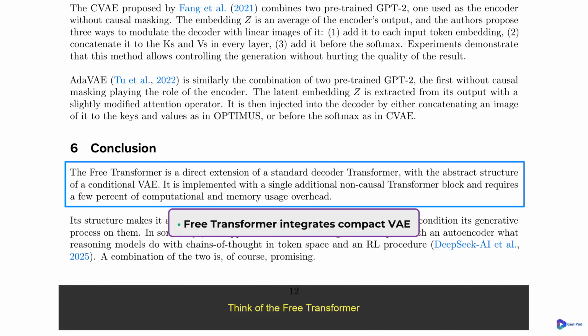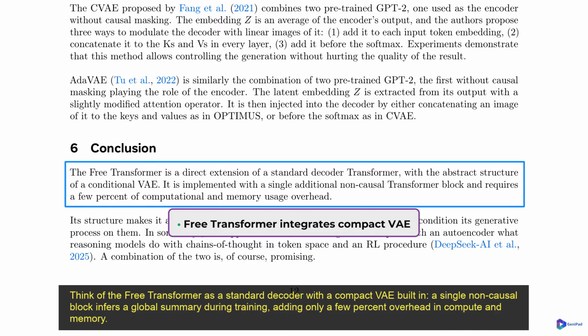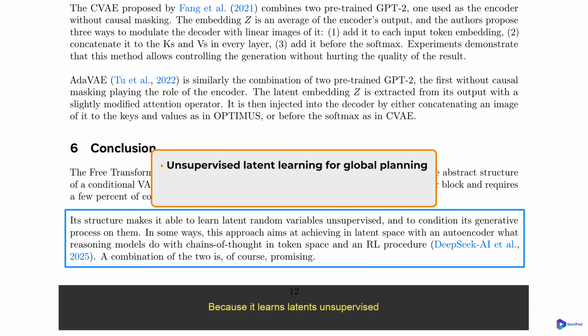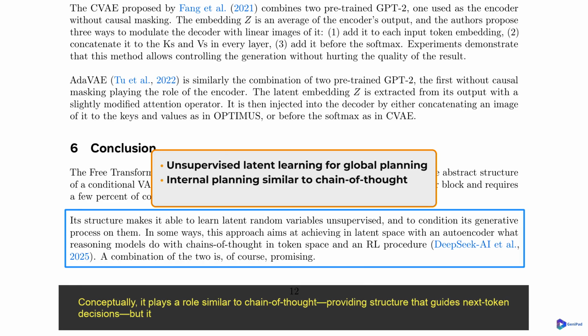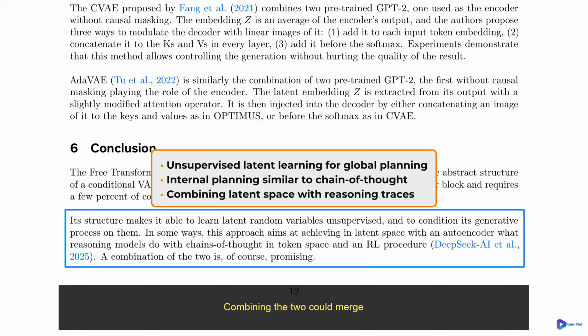Think of the free transformer as a standard decoder with a compact VAE built in. A single non-causal block infers a global summary during training, adding only a few % overhead in compute and memory. Because it learns latents unsupervised and conditions generation on them, the model can plan globally while decoding locally. Conceptually, it plays a role similar to chain of thought, providing structure that guides next token decisions, but it does so inside a learned latent space rather than via longer text and reinforcement learning. Combining the two could merge internal planning with explicit reasoning traces.